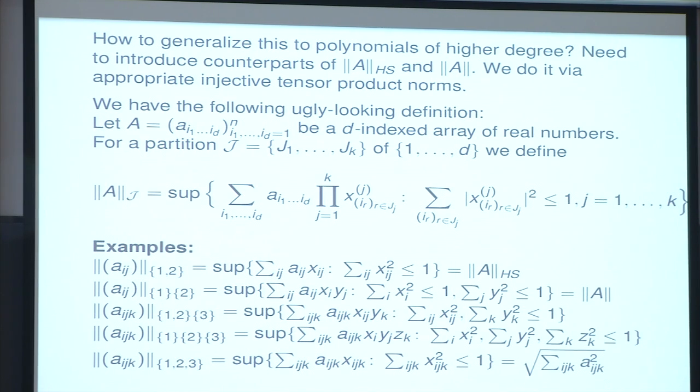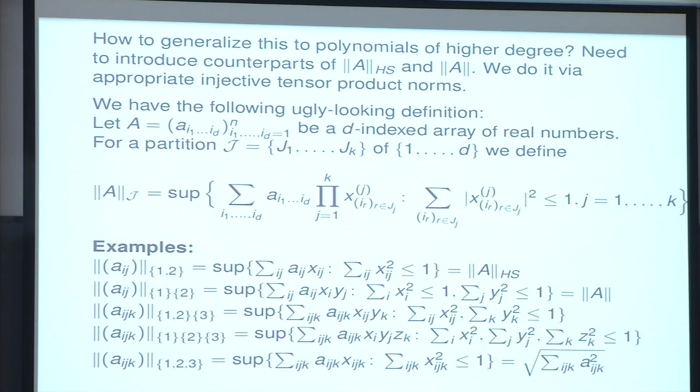xij, because 1 and 2 go together, and yk depends only on the third index. Also, their squares should add up to at most 1. And we have something like that. Here we have 3 sets in the partition, each of them one element set, so we have something like that. And here for the trivial partition, for just one test vector, so this is a counterpart of the Hilbert-Schmidt norm in this setting.